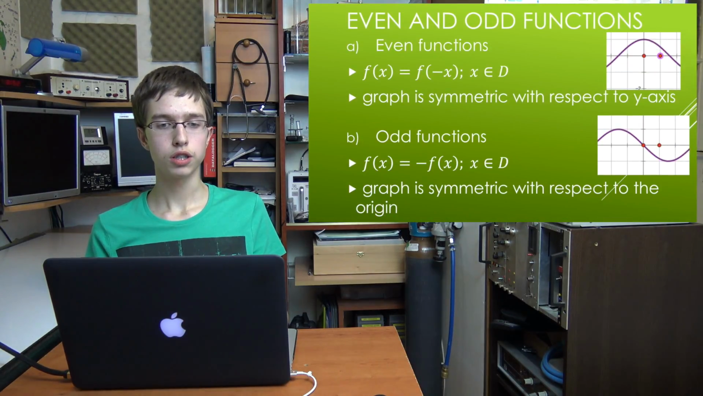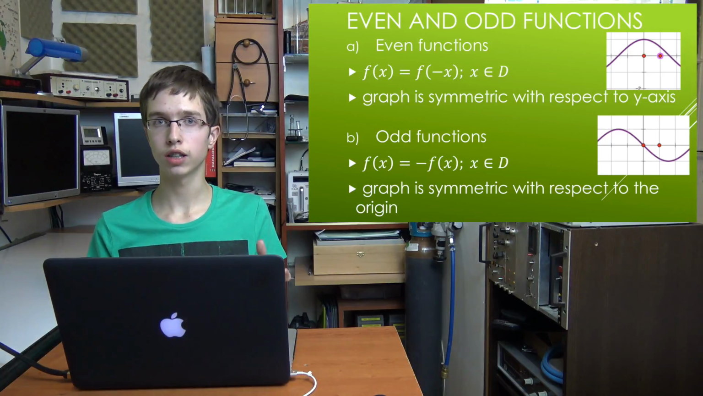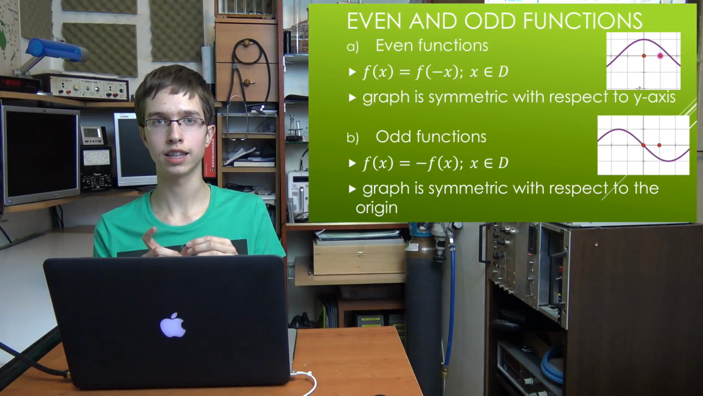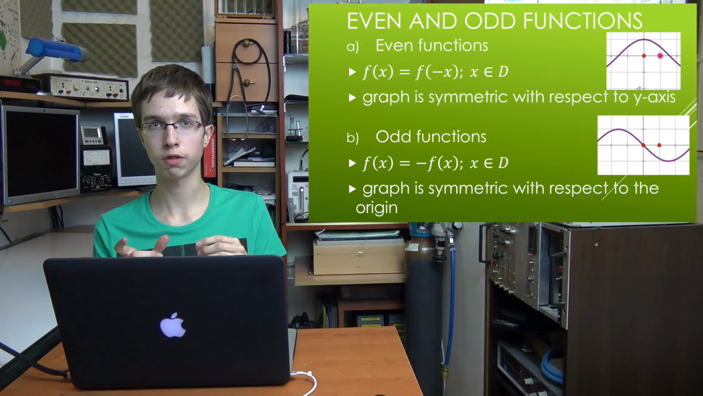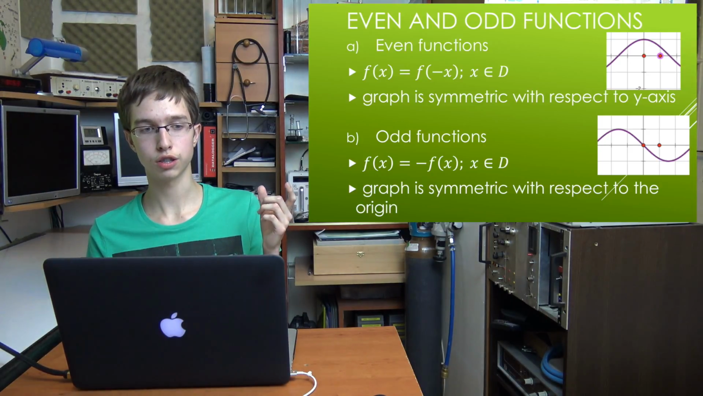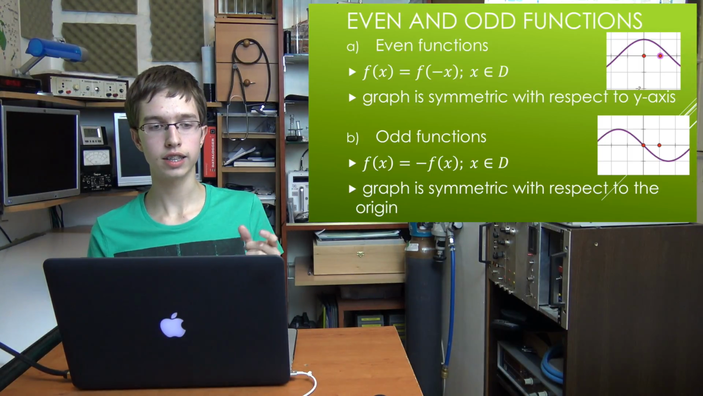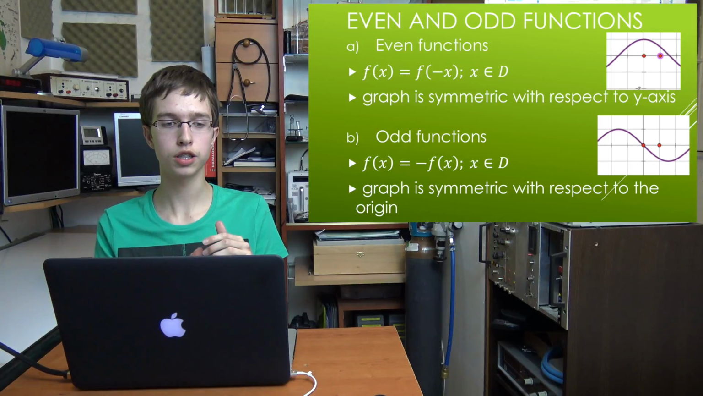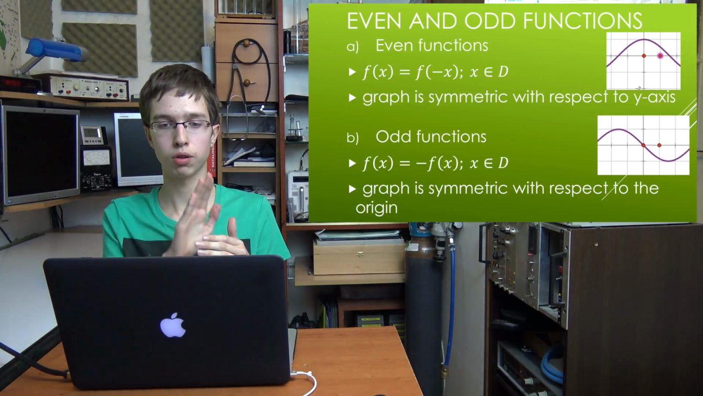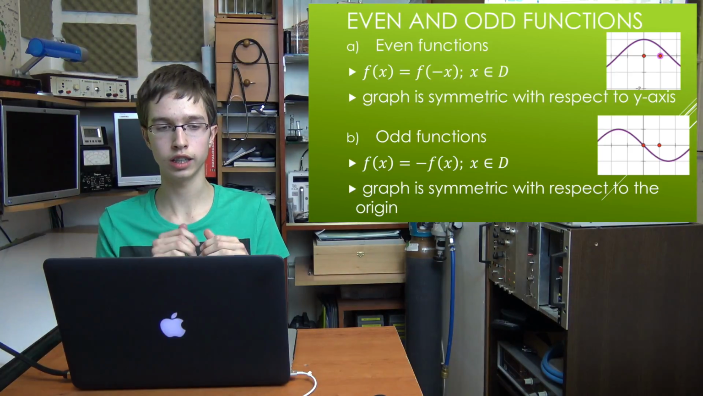Even and odd functions: we have also trigonometric even and odd functions. An even function is every function for which, for every x and minus x in the domain of that function f of x, this identity is true: f of x is equal to f of minus x. The graph of an even function is always symmetric with respect to the y-axis. So the left and right parts are equal.